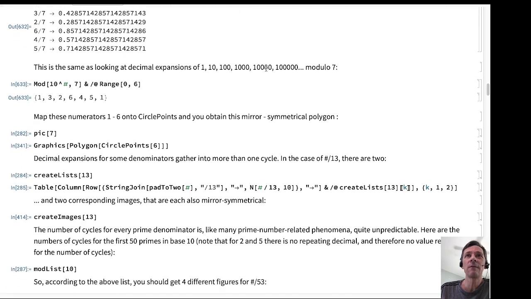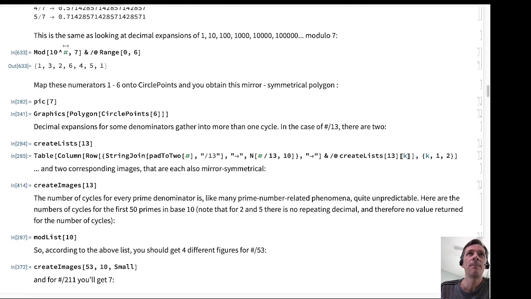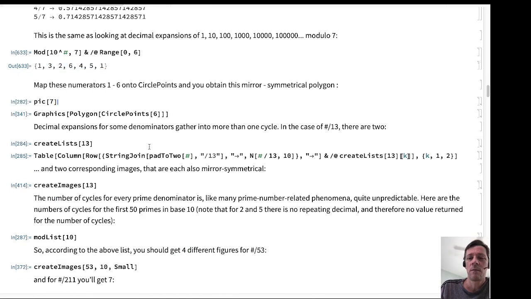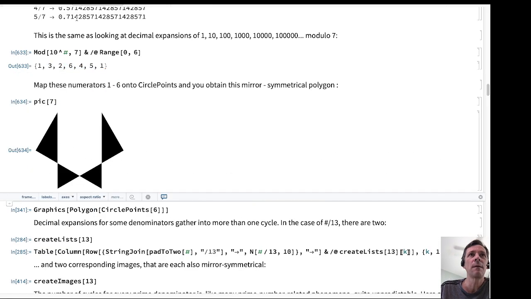Now we get to the pictures. If I map the numerators 1 through 6 onto circle points, then you end up with this mirror symmetrical polygon. Down here at the bottom left is always going to be the point 1, and it goes straight up to 3, or let's count them, 1, 2, 3, 4, 5, 6 going around. It's basically a hexagon, right?